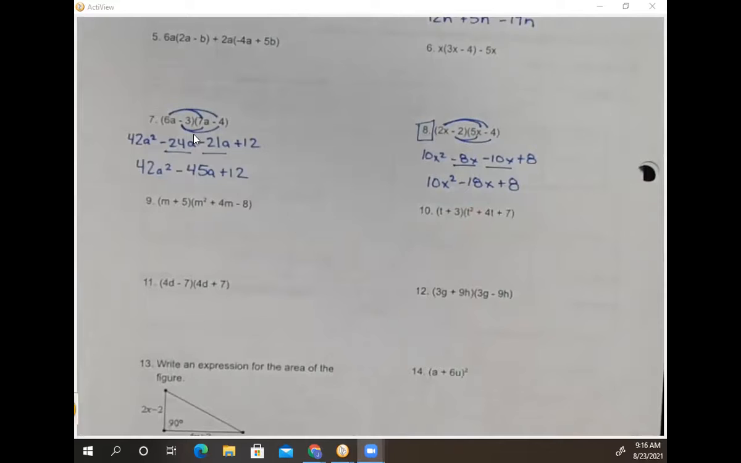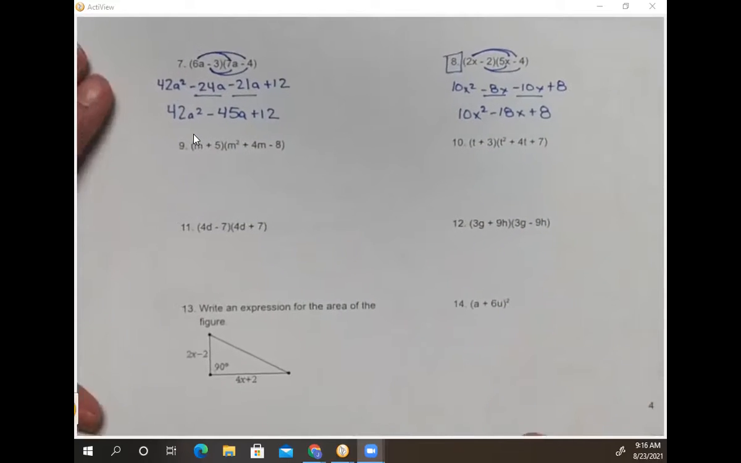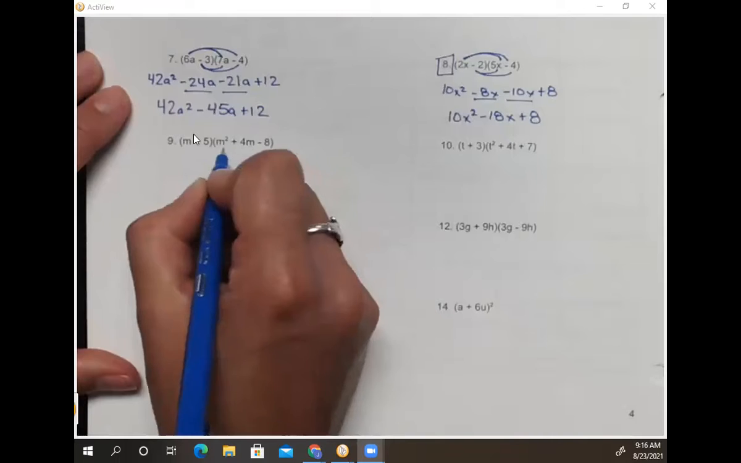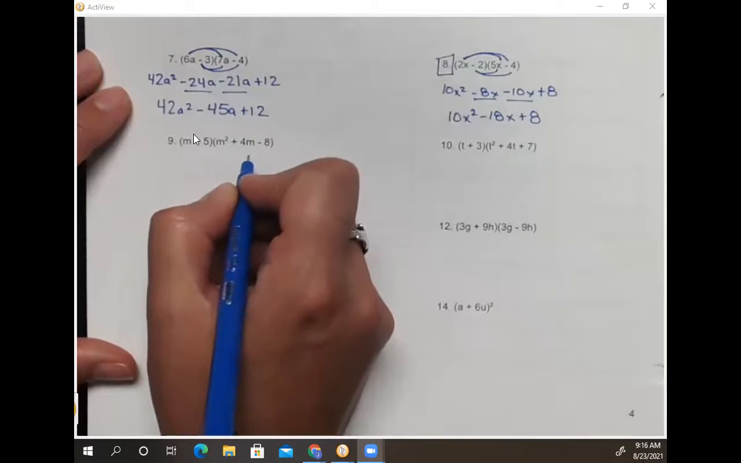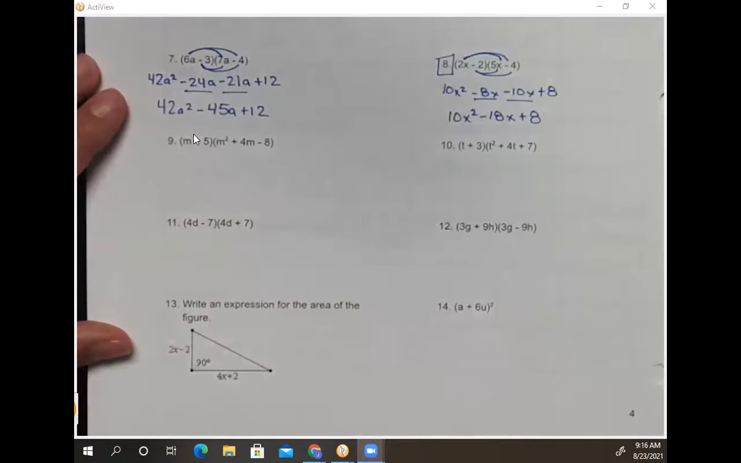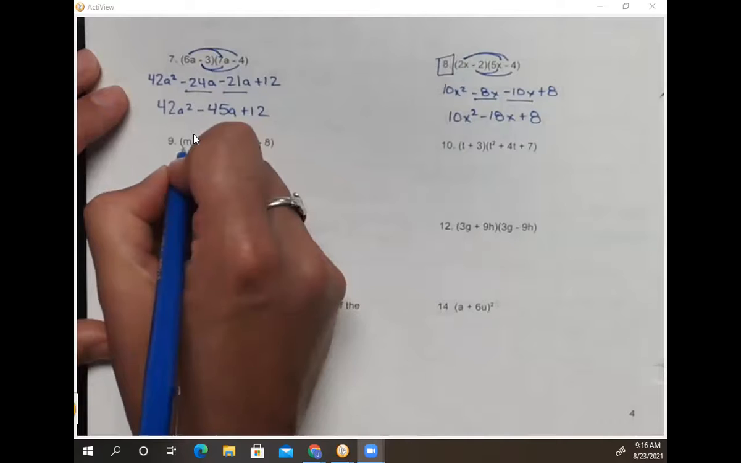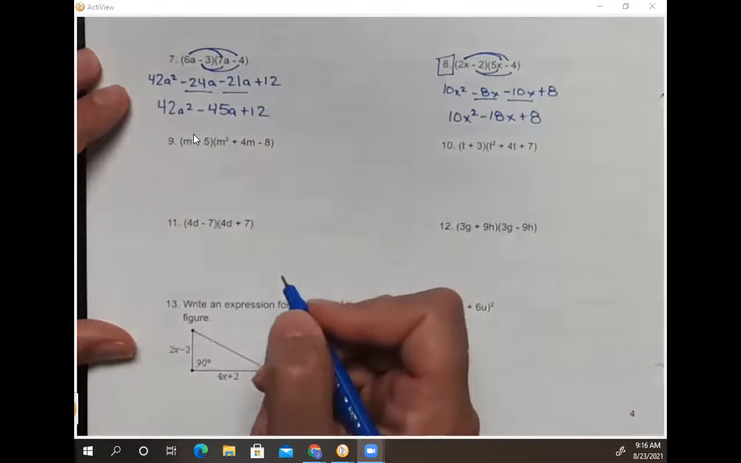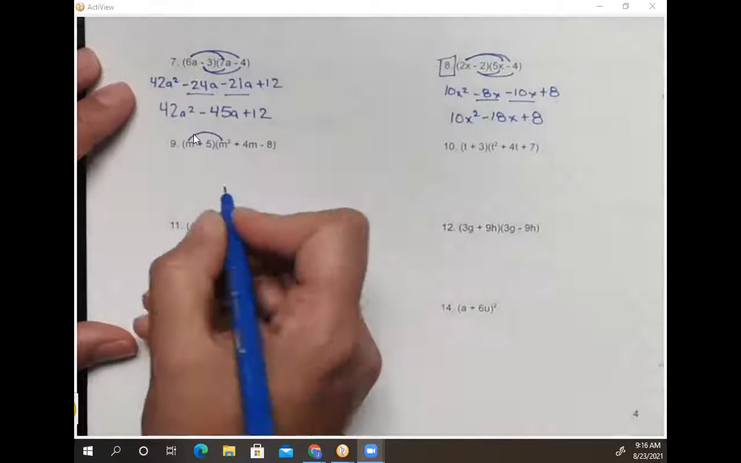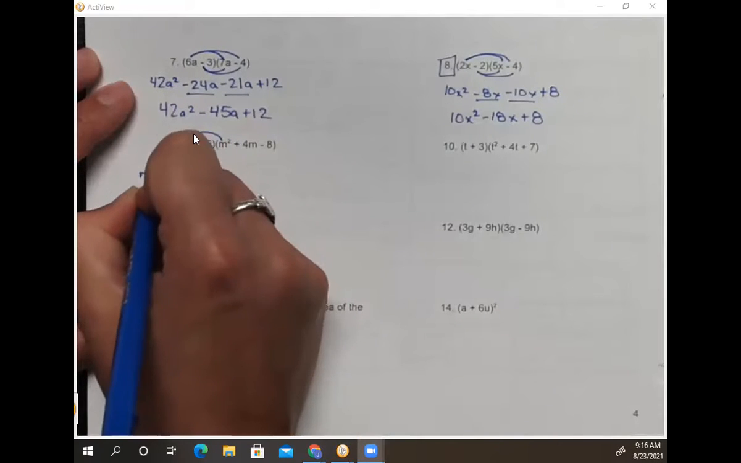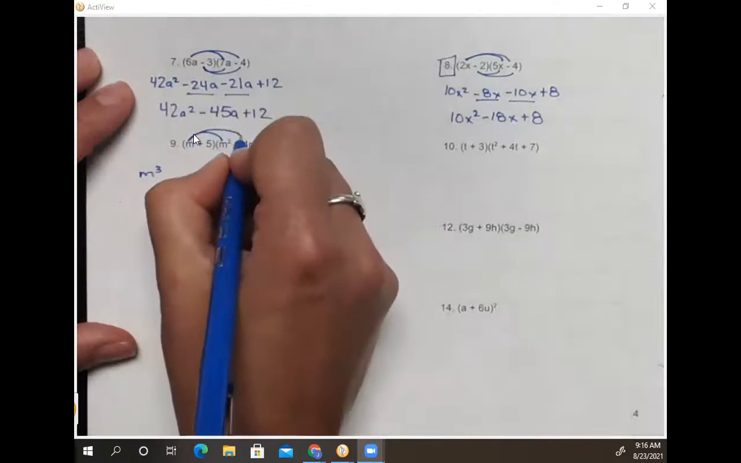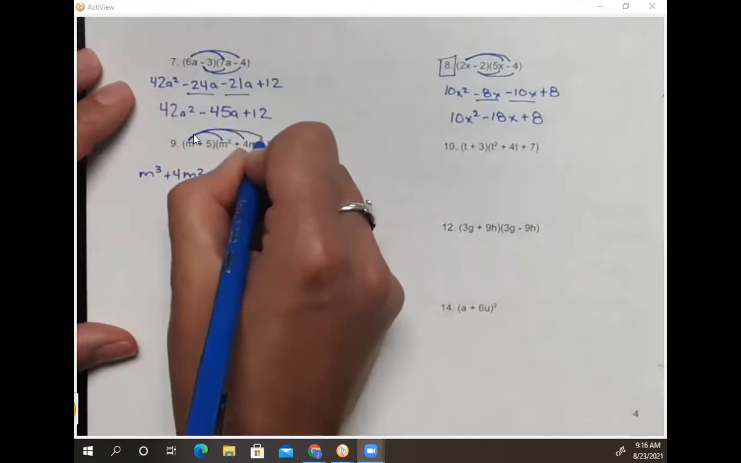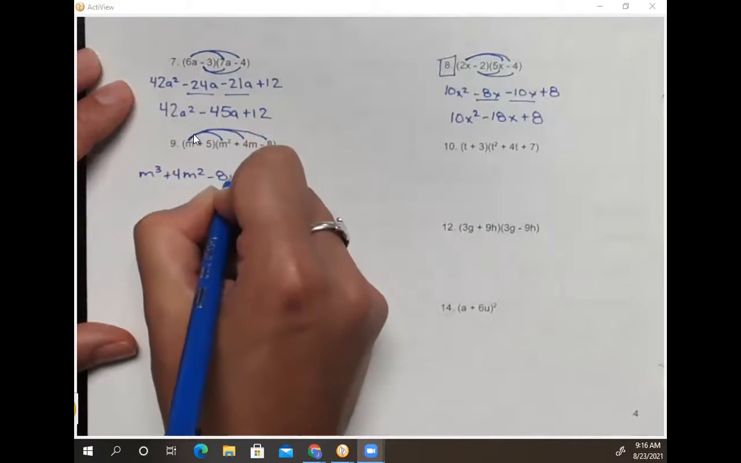Okay, now let's take a look at 1 or 2 more together. So if I take a look at number 9, same idea, except for this time my second quantity has 3 terms. I approach this exactly the same way. So I'm going to take my m and distribute it through, then we'll take the 5 and distribute it through. So we've got m times m squared, that would be m cubed, plus 4m squared minus 8m.